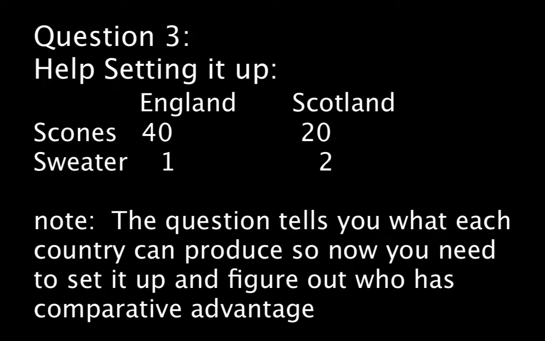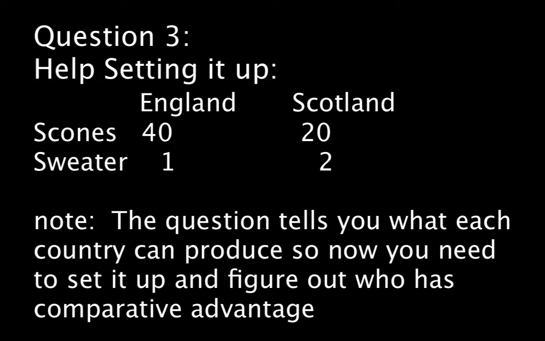Okay, now going on to question 3 and question 4. I'll just remind you, question 3 can be set up really easily because, unlike question 2 where they weren't of like time increments, in this particular question you can set it up pretty easily because it's of like. So you're told England can produce 40 scones or 1 sweater, and you're told Scotland can produce 20 scones or 2 sweaters.